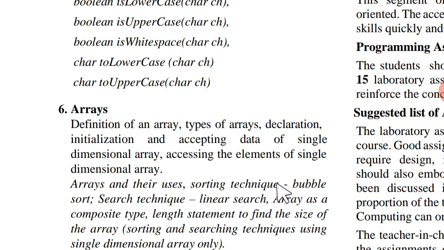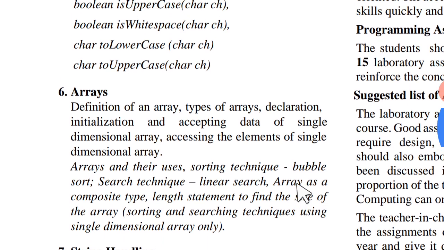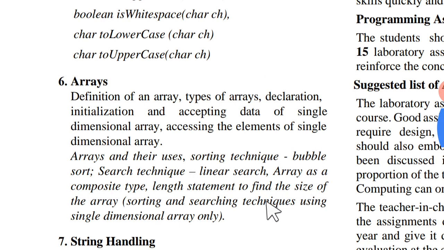Which sorting techniques? Bubble sort is there, all right, and for searching, linear search. So binary search is not there, and selection sort is not there either, right? It's been removed. Okay, and 2D array is also not there, so they have very clearly mentioned sorting and searching techniques using a single dimensional array.